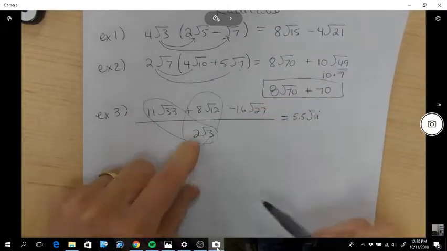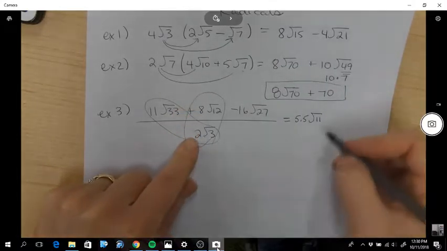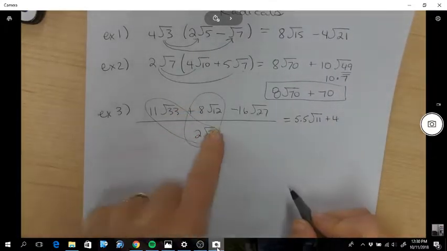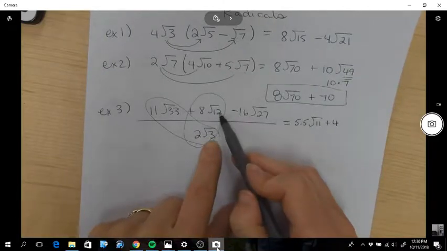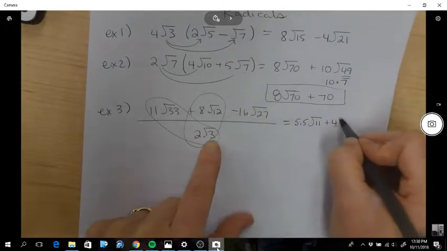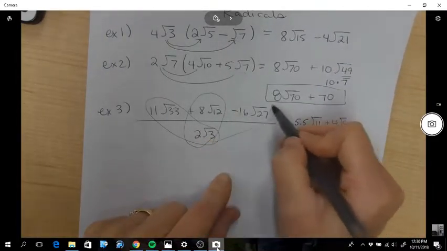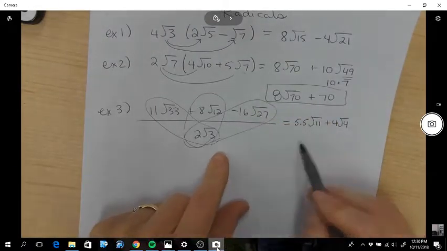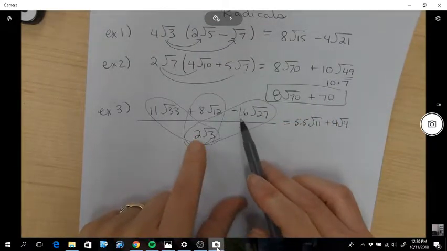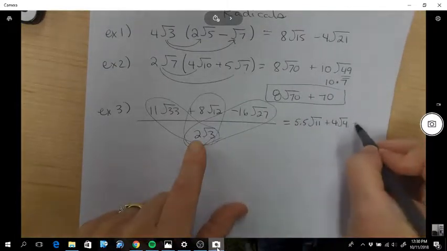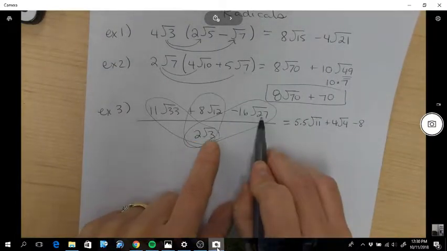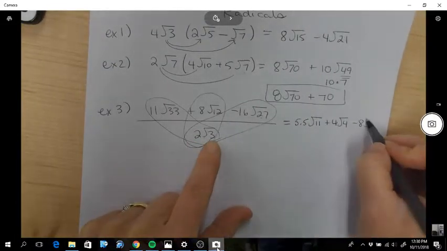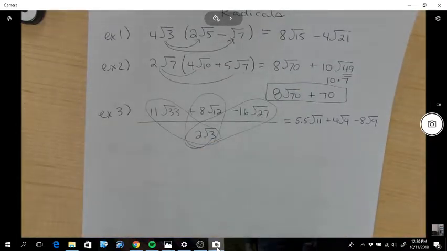Second term, positive 8 divided by 2, so that's a 4. And the radical part is 12 divided by 3, so that's a radical of 4. Last term, this is a -8 coefficient. 27 divided by 3 is 9, so root 9. Okay, I see a bunch of stuff here.